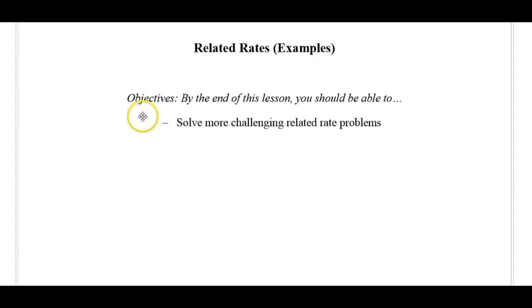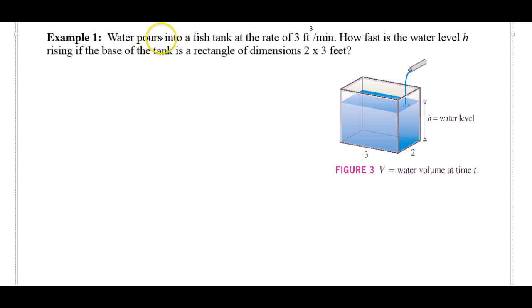Related rates examples. Objectives. By the end of this lesson, you should be able to solve more challenging related rate problems. All right, example one. Water pours into a fish tank at the rate of 3 feet cubed per minute. How fast is the water level, H, rising if the base of the tank is a rectangle of dimensions 2 by 3 feet? All right, so the image has already been drawn out for us.